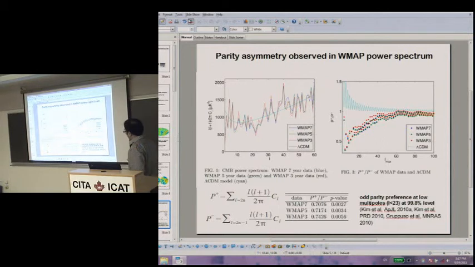And we found that when LMAX is 22, the statistical significance is the highest. Here the p-value means the fraction of simulations which have a lower value than the data. And then later another group applied the Planck pipeline to the data, estimated the power spectrum themselves, and confirmed the result.